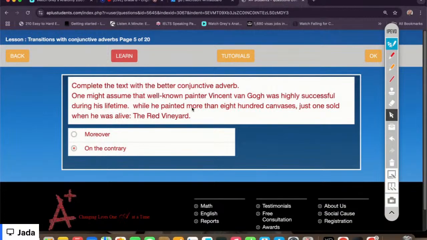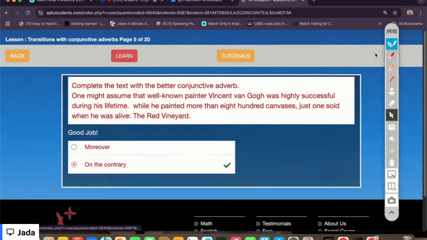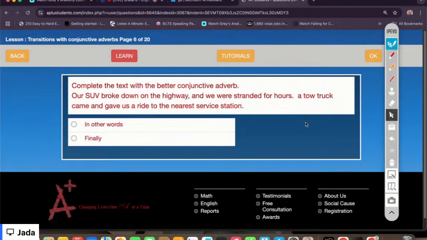Alright, so we have on the contrary, while he painted more than 800 canvases. Okay, so we have our SUV broke down on the highway and we were stranded for hours. A tow truck came and gave us a ride to the nearest service station. So finally, or in other words?